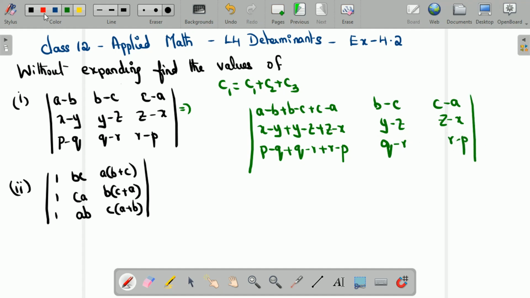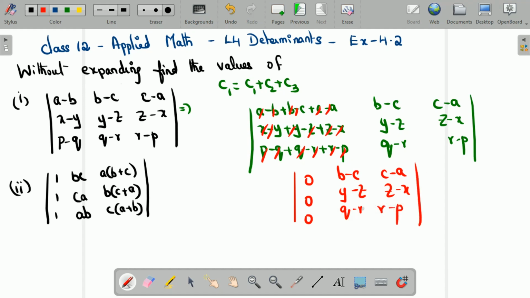Now, if you evaluate each of these values, A and minus A gone, C and minus C, B and minus B gone. So this becomes 0, B minus C, C minus A. Similarly, here X and minus X, minus Z and plus Z, minus Y and plus Y. So another 0, Y minus Z, Z minus X. Here P and minus P, minus Q and plus Q, minus R and plus R. So 0, Q minus R, R minus P. So you know that one column has completely become 0. So the value of this particular determinant is 0.